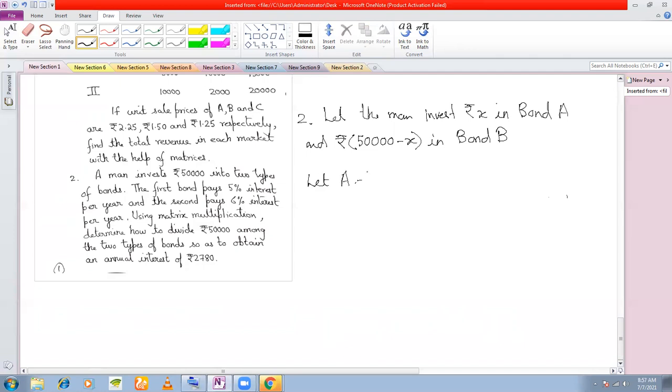Let A be equal to, now this is called the investment matrix. Because you have X and 50,000 minus X only, either you can make this a row matrix or you can make this a column matrix. Let us make this a row matrix, X and 50,000 minus X. You can make it a column matrix also, no problem. So this is a 1 by 2 matrix, sorry, not 2 by 1. Okay, so this is the investment matrix.